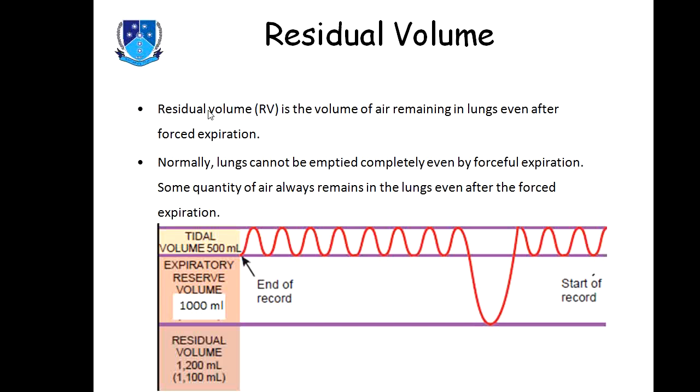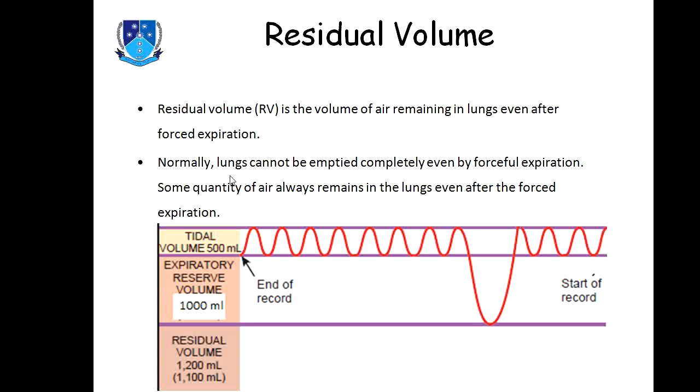So now the residual volume. The residual volume is the volume of air remaining in the lungs even after forceful expiration. This is the volume of air which one cannot exhale out of the lungs, that remains there in the lungs. It is around 1.2 liters in volume.